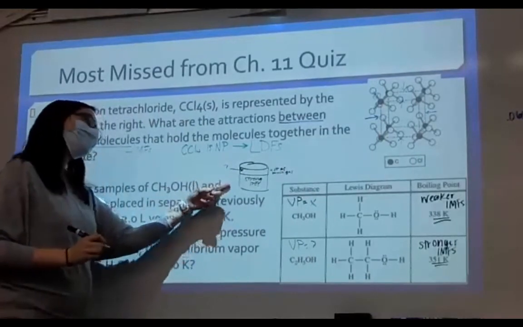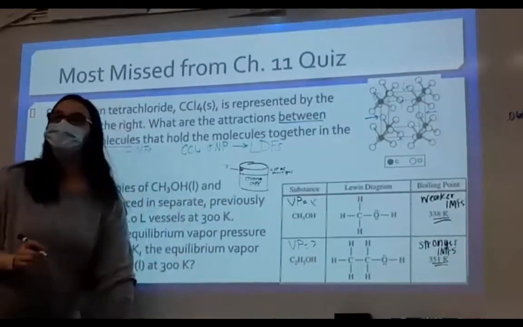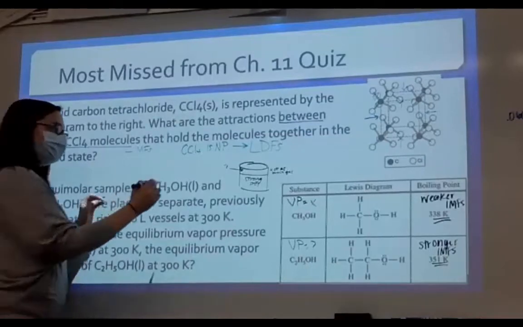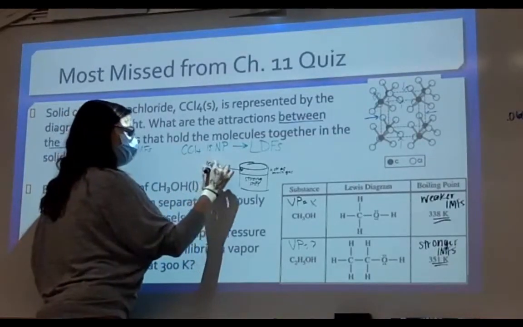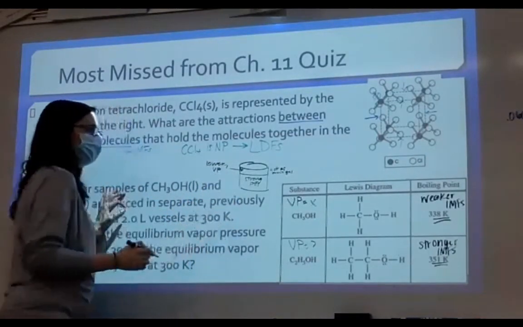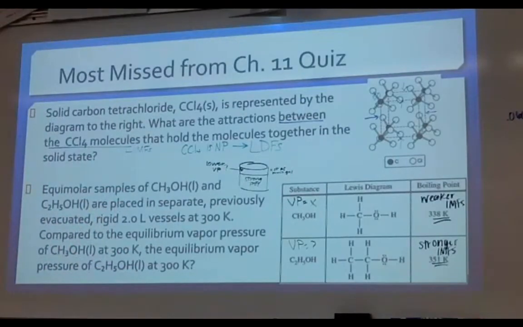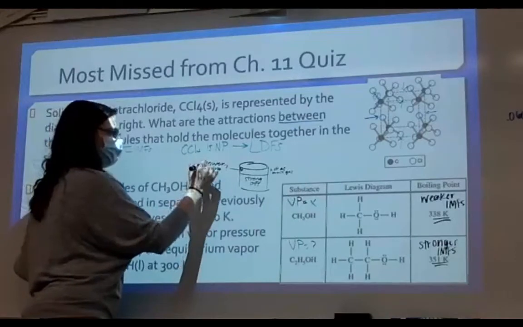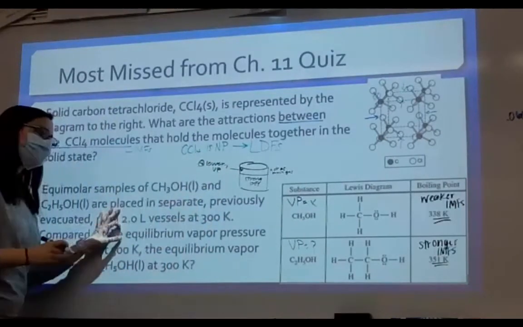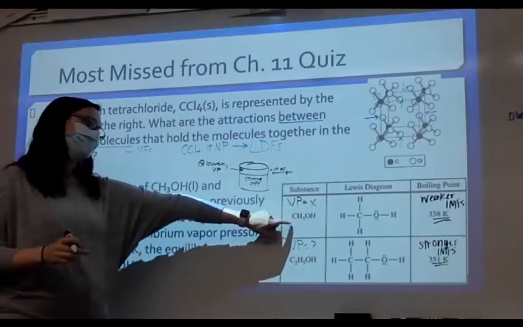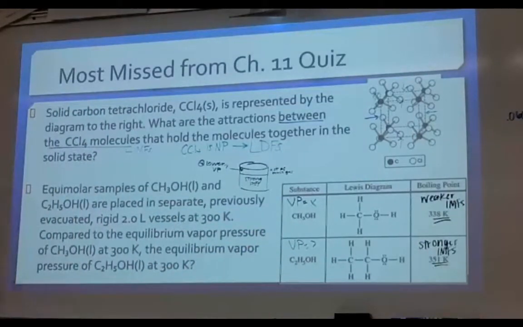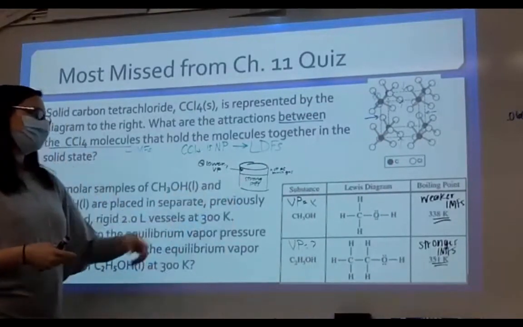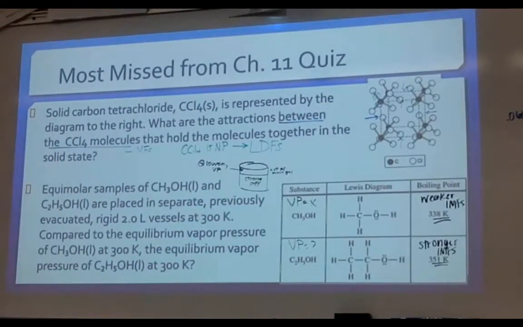Well, if there's strong intermolecular forces and there's not as much gas up above the liquid, that's going to result in a lower vapor pressure. So the equilibrium vapor pressure of C2H5OH is going to be lower than CH3OH because C2H5OH has stronger intermolecular forces. It takes more energy to allow those liquid molecules to escape.